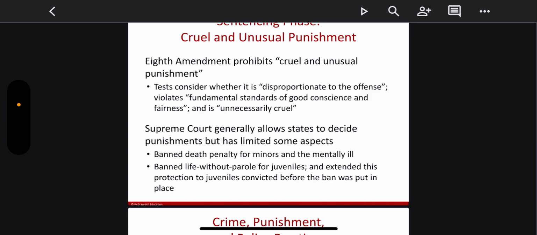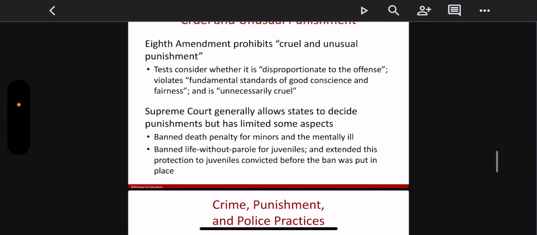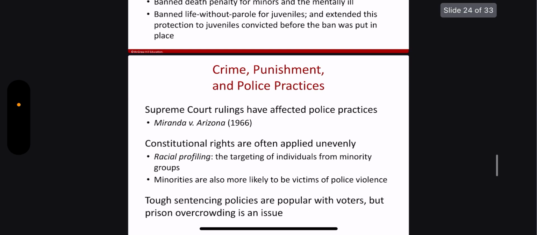And so one of the things that it has been very vocal about is death penalty for minors and mentally ill. It basically says we are in no way going to ever allow those people to be killed by the state. Okay, we're just not going to do that. That is going to be a constitutional ban against having the death penalty for minors and the mentally ill.